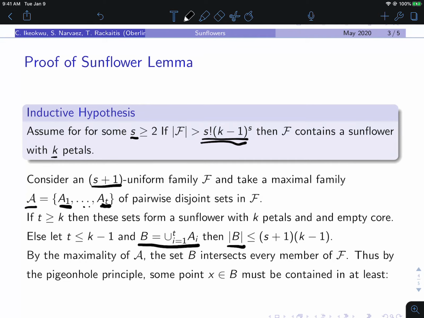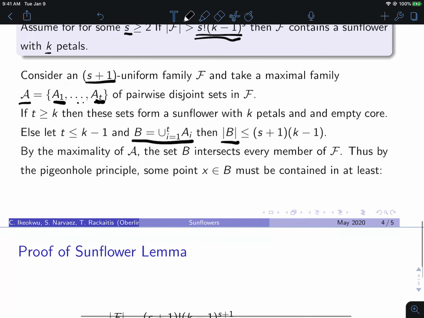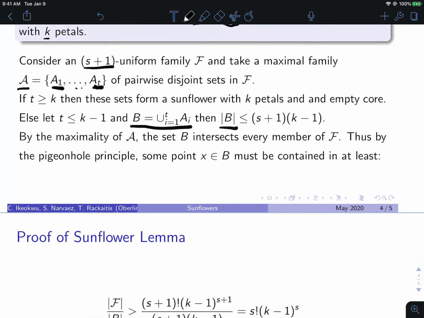Then the size of B has to be at most S plus 1 times K minus 1, because each of them has S plus 1 elements, and there are fewer than K minus 1 of them. They are pairwise disjoint, so they have different elements and can't overlap. By the maximality of A, the set B must also intersect every member of F, since any set we add must intersect it. And so we can split these sets up based on what elements they intersect with in B.